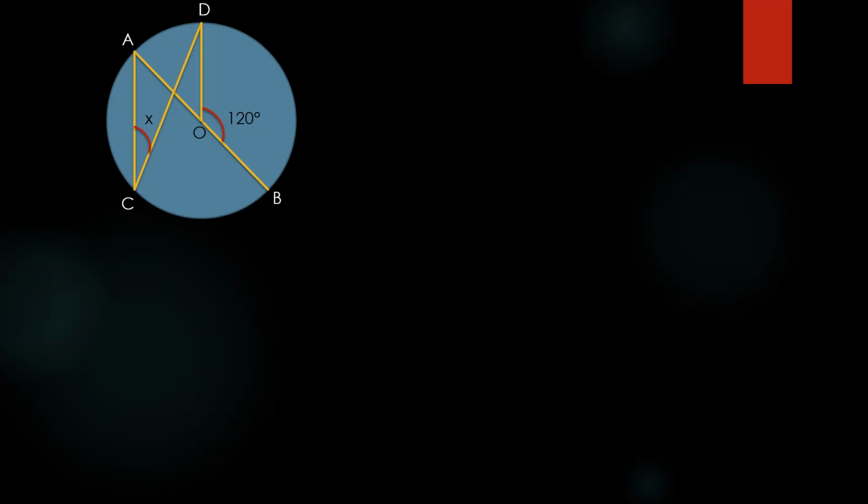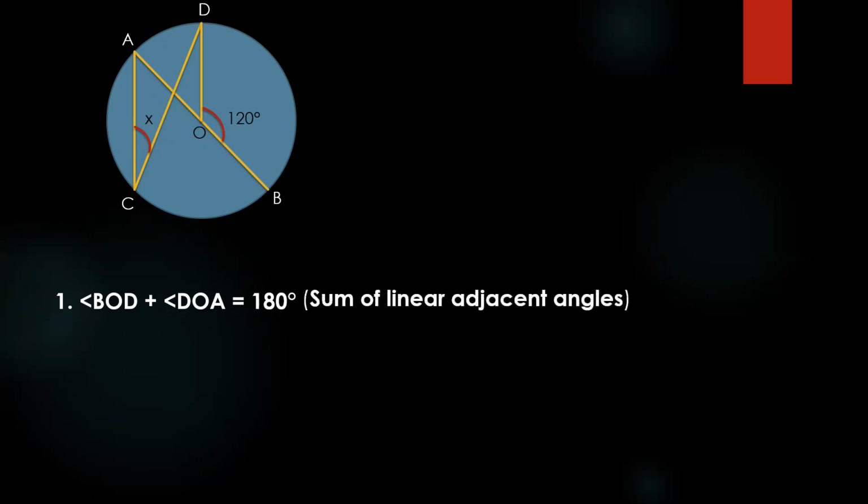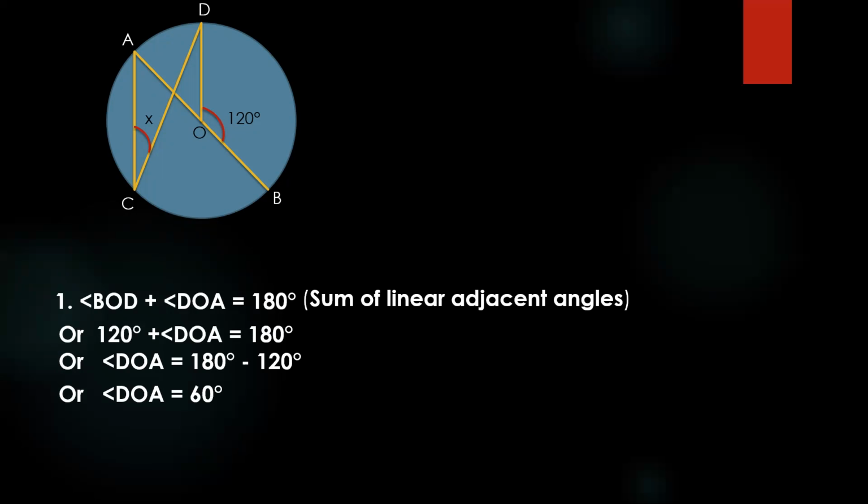The given angle is 120 degrees and it has a relation with AOD, right? So you can see it this way. Angle BOD plus angle DOA is equal to 180 degrees. Why? Sum of linear adjacent angles, right? Now BOD is 120 degrees, plus angle DOA is equal to 180 degrees. So angle DOA is equal to 180 degrees minus 120 degrees. So it gives you angle DOA as 60 degrees. So we have found DOA, right?